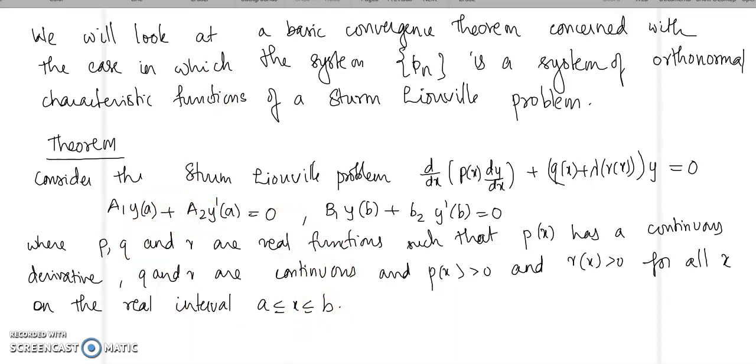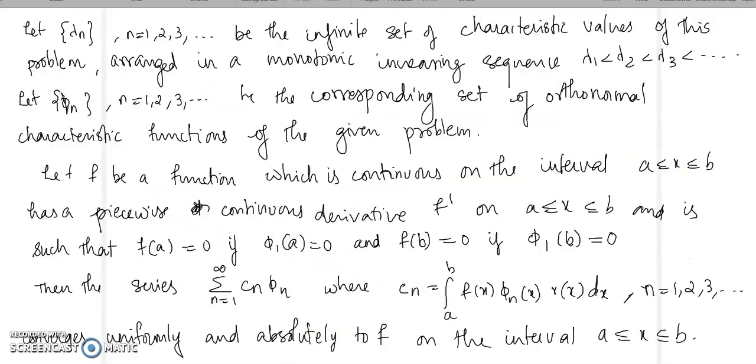This is the statement of the Sturm-Liouville problem. And let lambda n be the characteristic values which are in monotonic increasing form. So you will have lambda 1 less than lambda 2 less than lambda 3, etc. And phi n be the corresponding characteristic functions. So this is the set of orthonormal characteristic functions of the given problem. Now let us move on to the theorem.